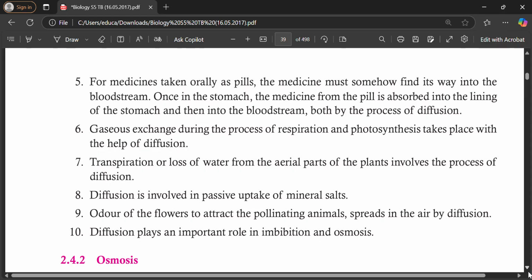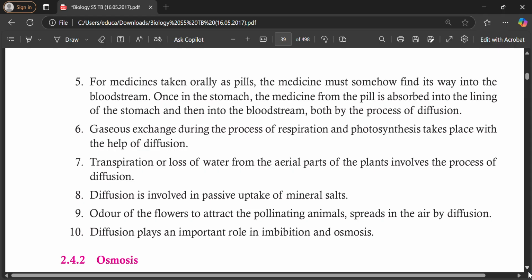Diffusion is involved in passive uptake of mineral salts. Other flowers attract the pollinating animals, spreading the scent in the air by diffusion. Umwuka cyangwa se impumuro nziza ituruka mu ndabo, iyo mpumuro nziza igera mu kirere hakoreshejwe uburyo bwa diffusion. So diffusion plays an important role in imbibition and osmosis.